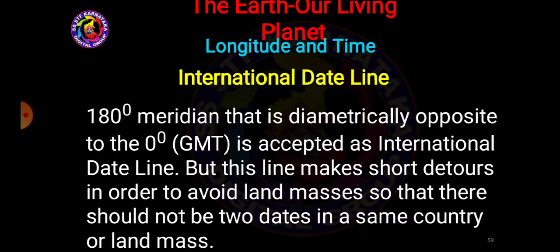The 180-degree meridian, that is diametrically opposite to the 0 degree, is accepted as the International Date Line. But this line makes short detours in order to avoid land masses, so that there should not be two dates in the same country or landmass.